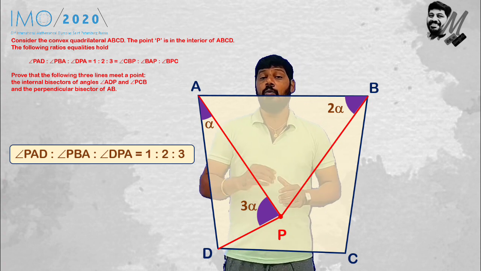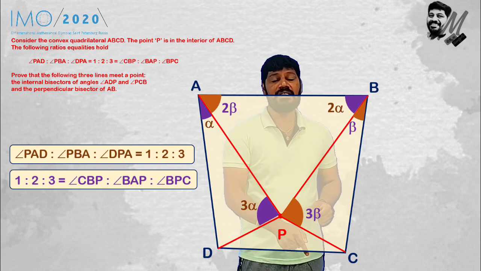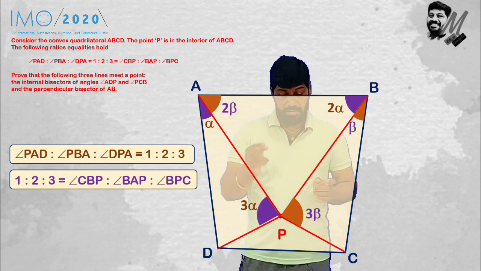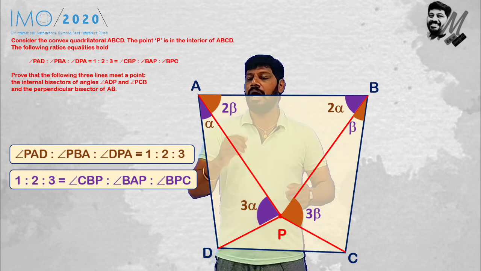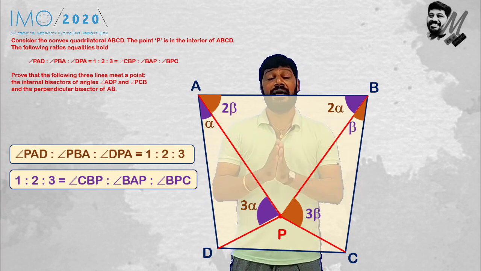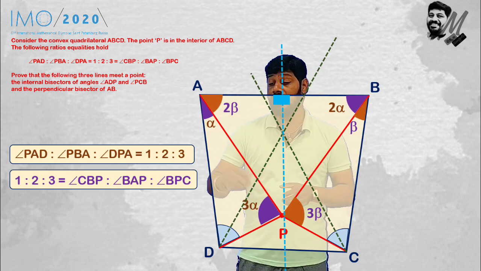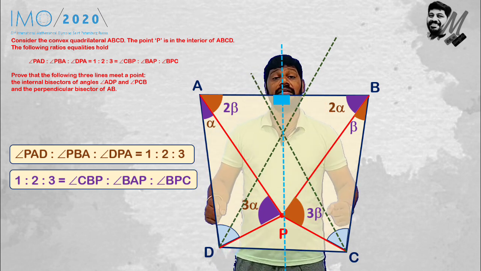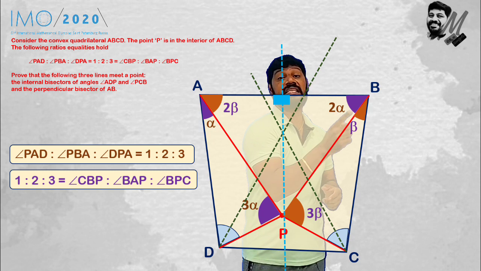Apart from these three, one more triple of angles was given: angle PBC, angle PAB and angle BPC are also in the ratio 1:2:3. So let me consider them as beta, 2 beta and 3 beta. These are the relations between the angles given in the diagram, and the final question is: if you take the angular bisectors of angle ADP and angle BCP, and the perpendicular bisector of this side AB, prove that they are concurrent.